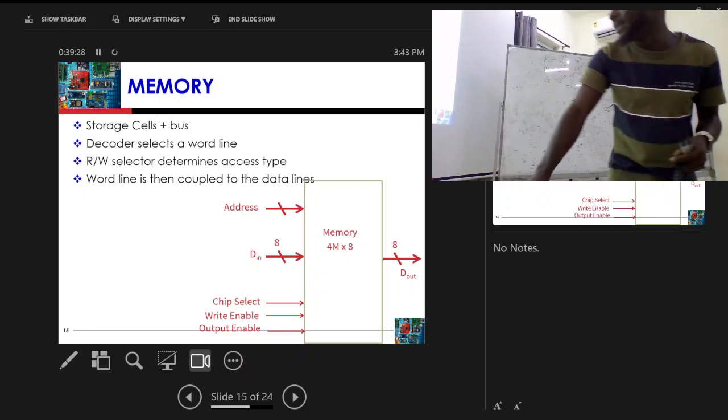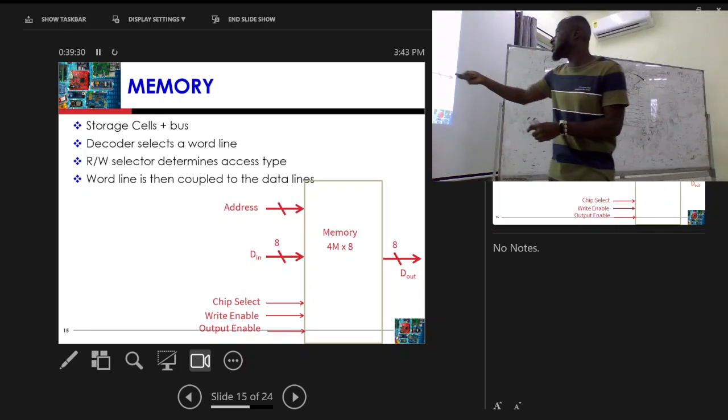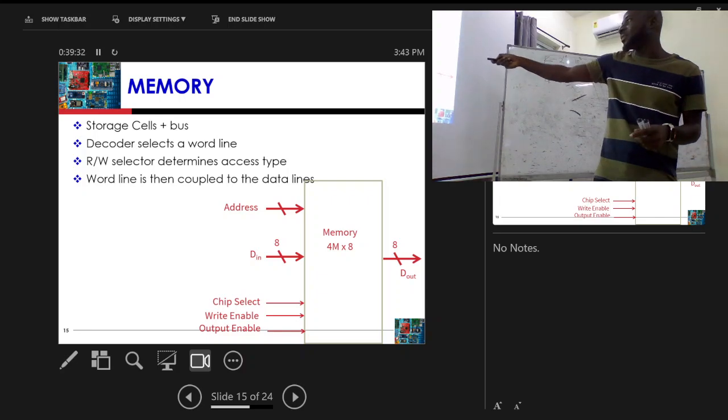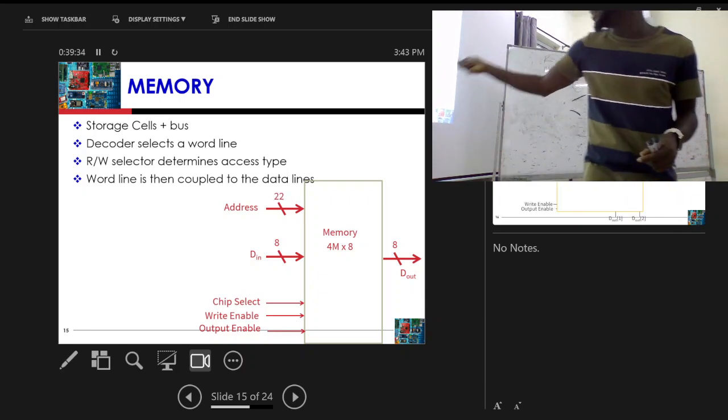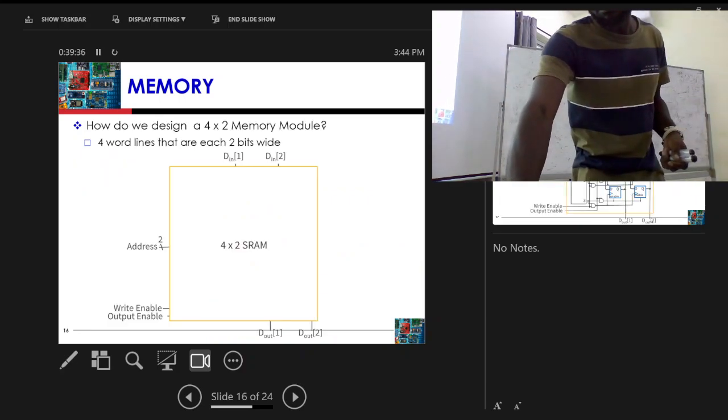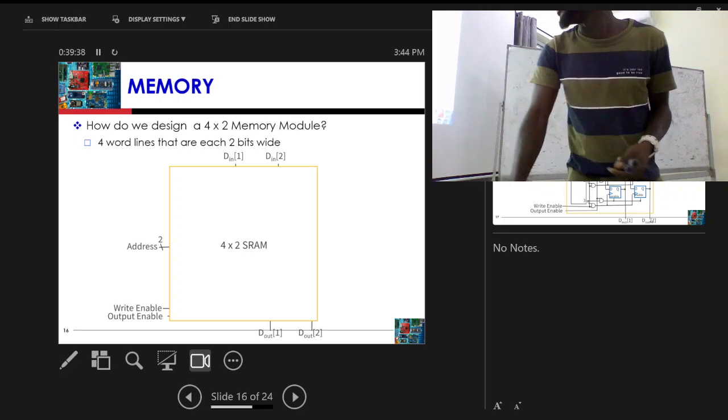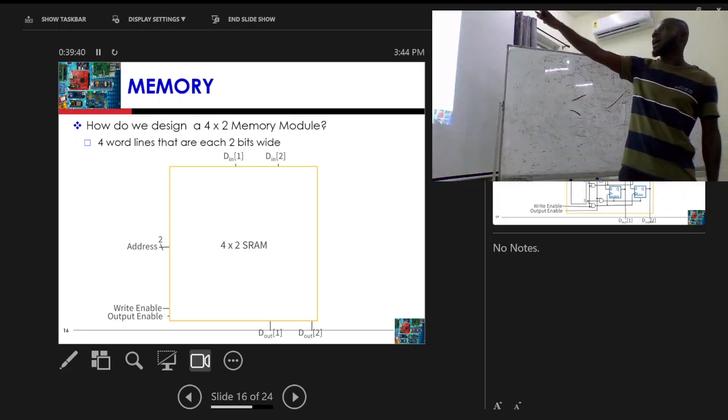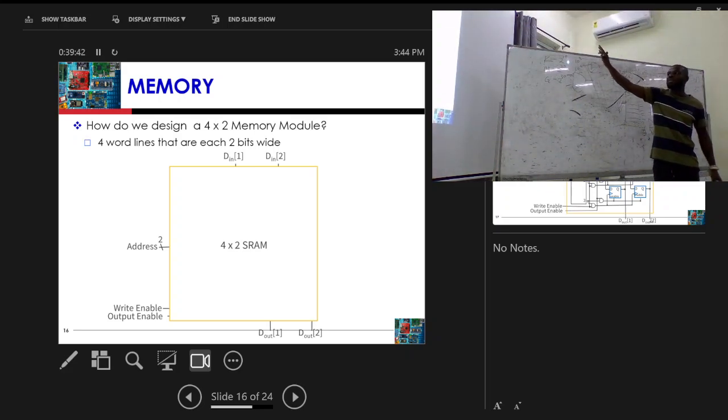Okay, so these are the questions. So you'll see 8 here. I'll ask the values here, 8, 8, 32, and stuff like that. And then another simple one. How do you design a 4 by 2 memory model?